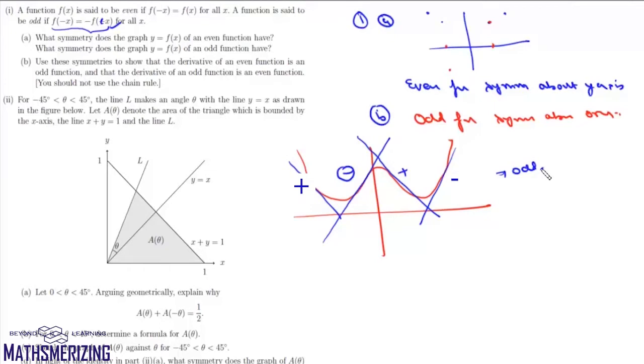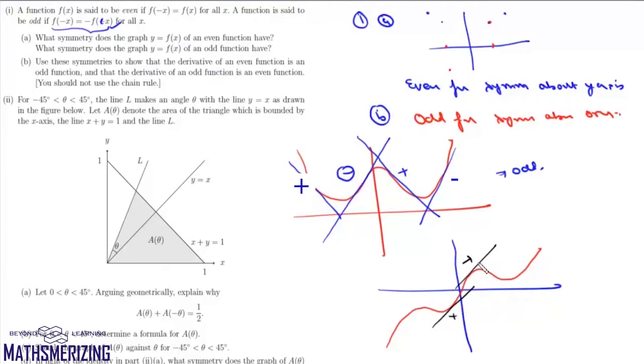Now what about an odd function? If we consider an odd function, if we have a positive slope, then for the corresponding point for x less than 0, this slope will again be positive. And if we have a negative slope, again for the corresponding point, we'll have a negative slope with the same numerical value. So in this case, the derivative of an odd function will be an even function.